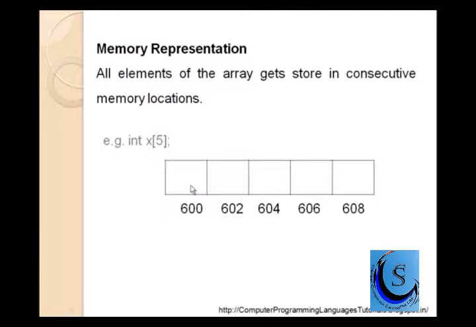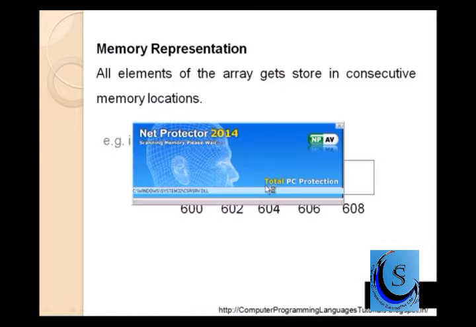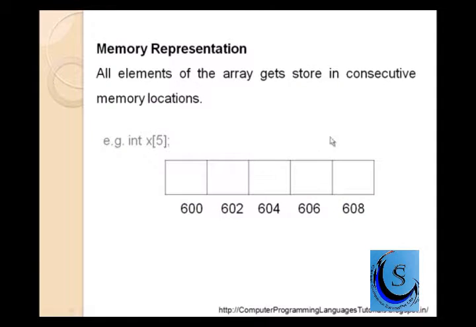For example, you have an array of 5. Suppose the first element is at 600, then the next one is at 602 and not 601. Why? Because a single integer allocates 2 bytes. Therefore, this separation is done by 2 bytes. The first value is at, suppose, 600, the next one is at 602, then 604. Like this, memory allocation is done.